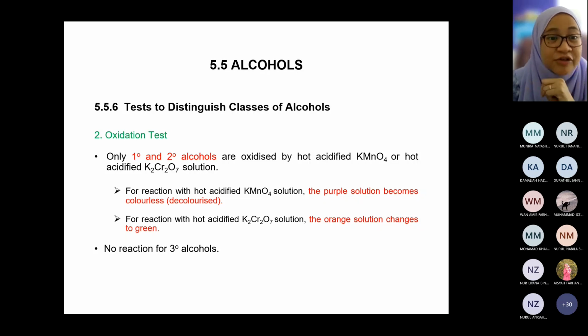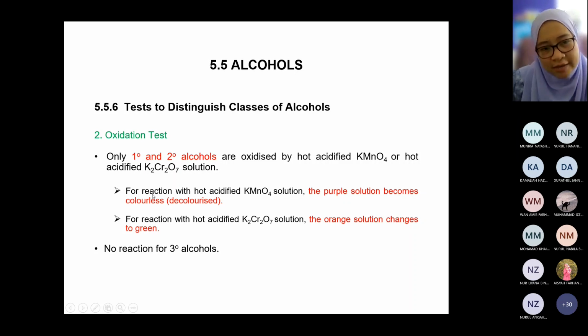That hydrogen is known as oxidizable hydrogen. Tertiary alcohol doesn't have that hydrogen. So that's why tertiary alcohol will give a negative result. That means it won't give results for the oxidation test. Like I said, only primary and secondary alcohol are oxidized by hot acidified KMnO4 or hot acidified potassium dichromate, K2Cr2O7. These two are very strong oxidizing agents.